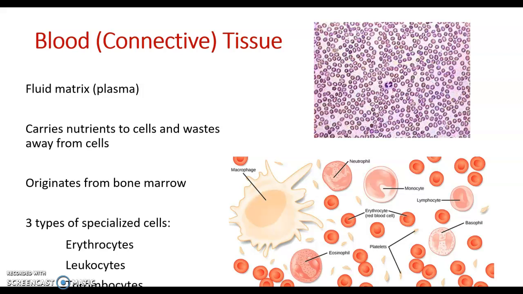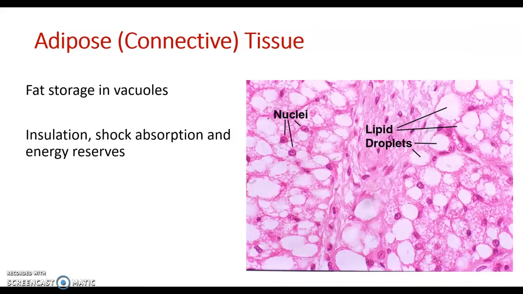We'll talk more about those when we get to our cardiovascular system. But all three of those types of blood cells originate from our bone marrow. So they're not being replicated from the cells within the blood, they're coming from a highly protected source inside of our bones. So those are the 6 types of connective tissue.